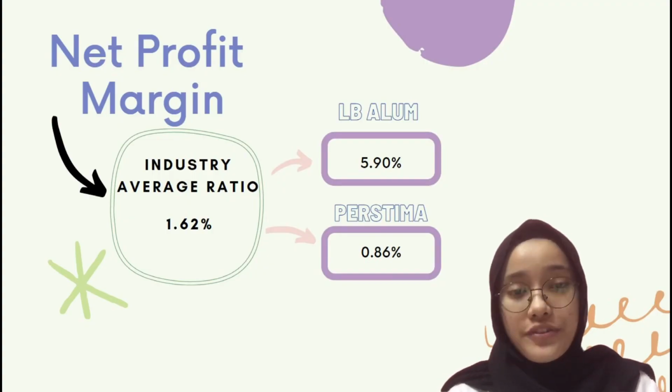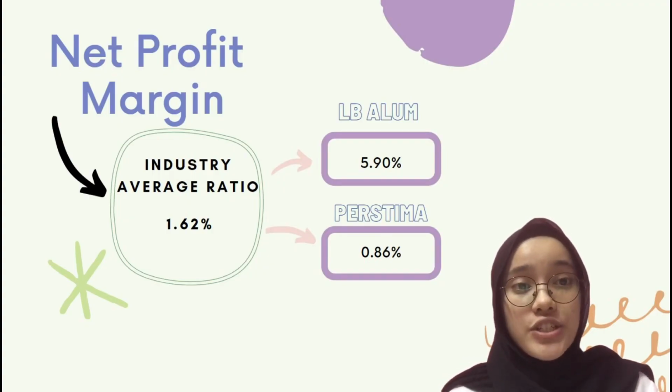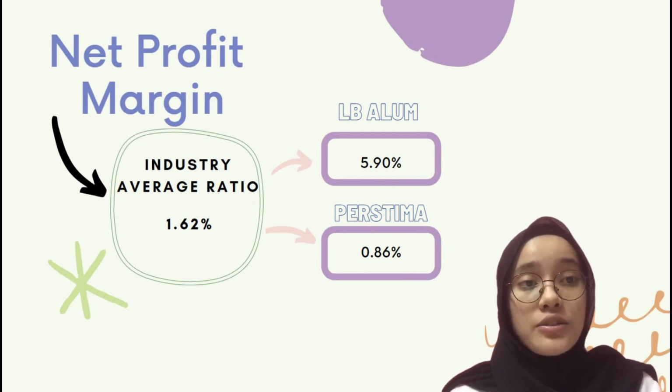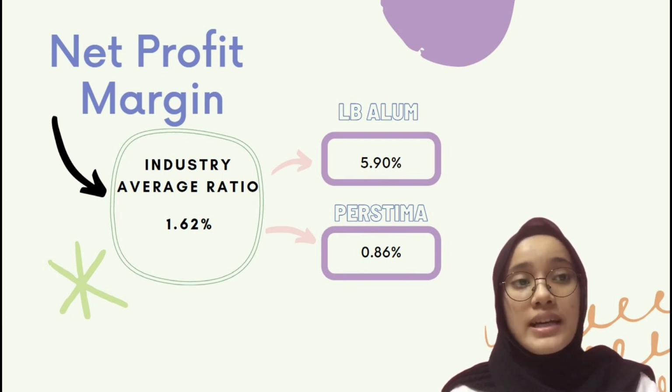So for net profit margin, the industry average ratio is 1.62%, and LB Alum got 5.9%, while Perstima just got 0.86%. So, which company has a better performance? The answer is LB Aluminium Berhad. Why? Because in this net profit margin ratio, the higher the ratio, the better the performance of the company.